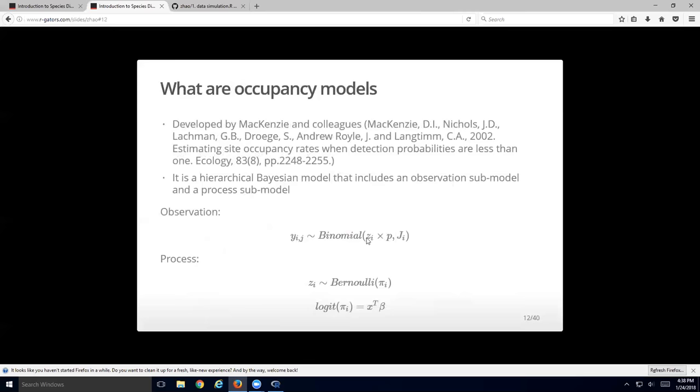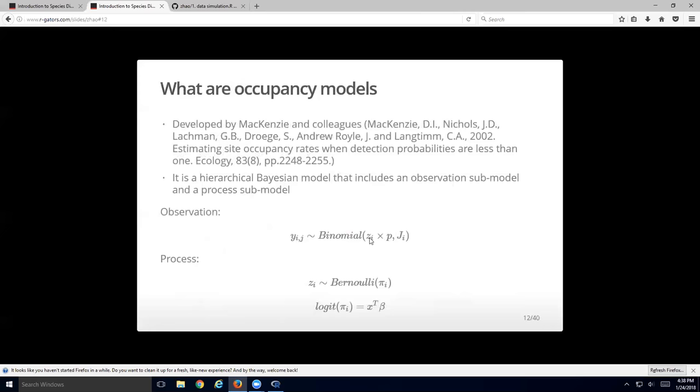So say if z is 1, that means the species is there. But when you go to observe it, say 3 times, your data may look like 101, which means the first time and third time, you observe this species. And the second time, you missed it, even though the species was there. So you can see that's why z is not indexed.